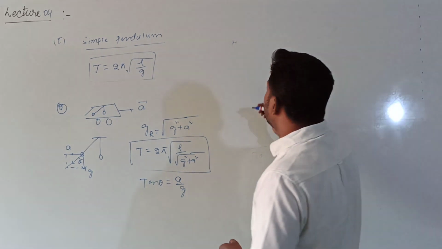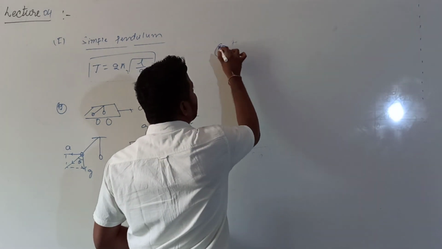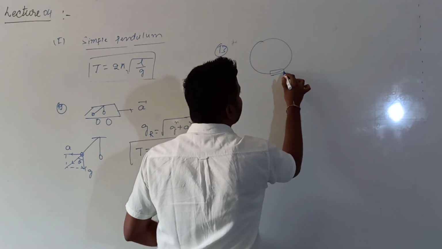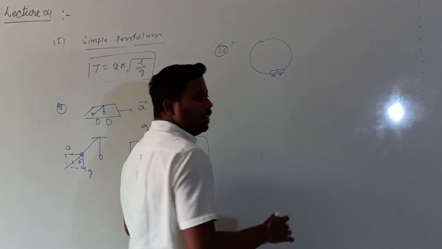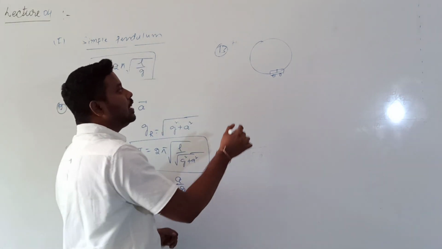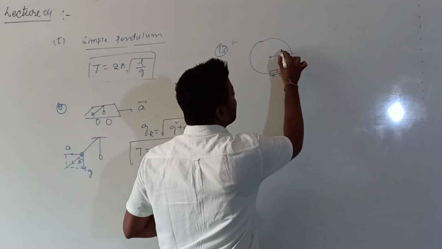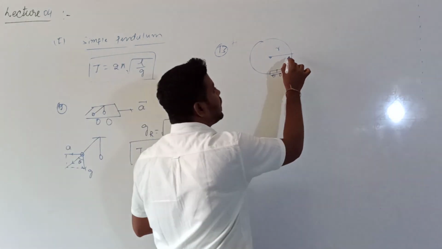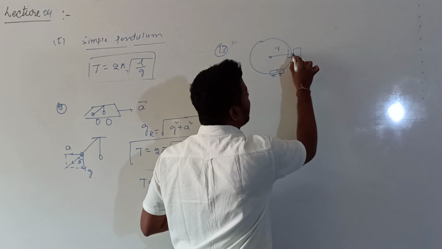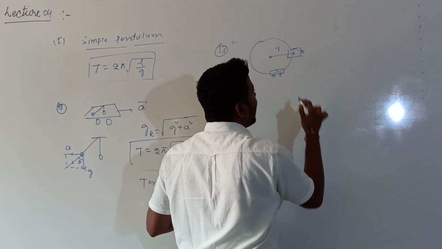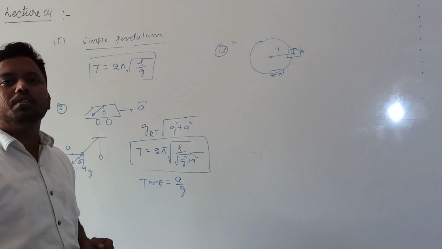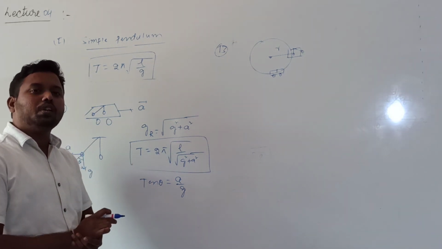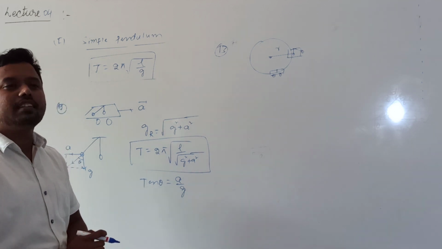Similarly, one more case. Now we have attached a simple pendulum to the roof of a car, but the car is moving in a horizontal circle, a circular path of radius r. Whenever a car is moving in a horizontal circular path, acceleration will be acting. It is also a non-inertial frame of reference. The acceleration acting towards the center is the centripetal acceleration.